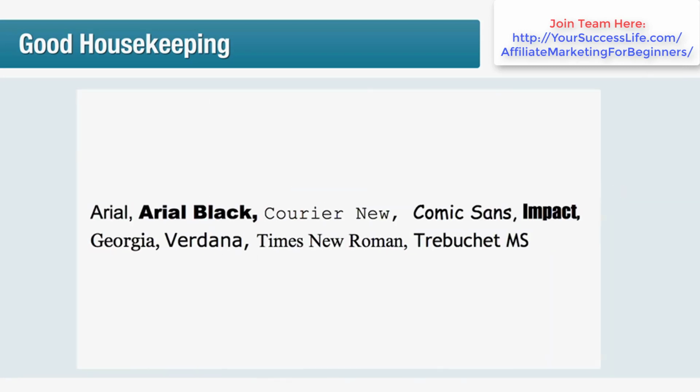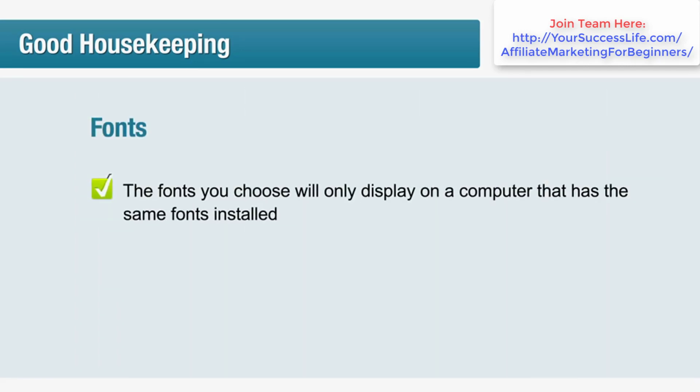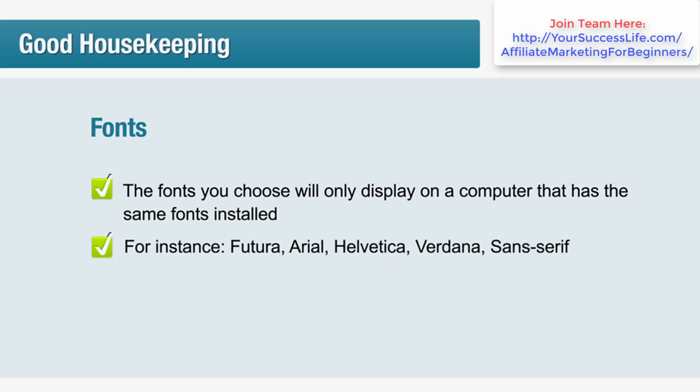Here are a list of some system fonts that almost everyone has. There are other fonts that are very common that you can also try. One good thing you can do is choose a group of fonts and list them in order of preference. So if your visitor has the first font in the list installed on their computer, the browser will display that font. Otherwise, it will move on to the next font in the list until it encounters one that it actually has. For example, you could write a list in this order: Futura, Arial, Helvetica, Verdana, sans serif.